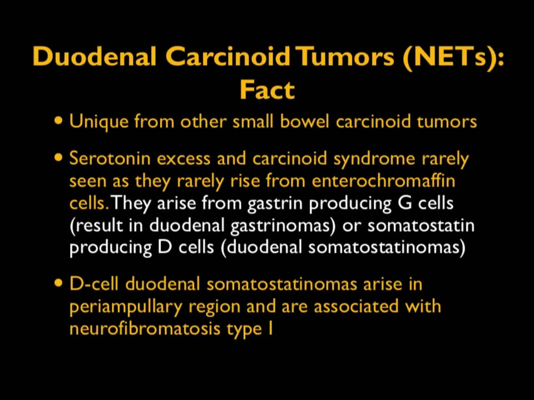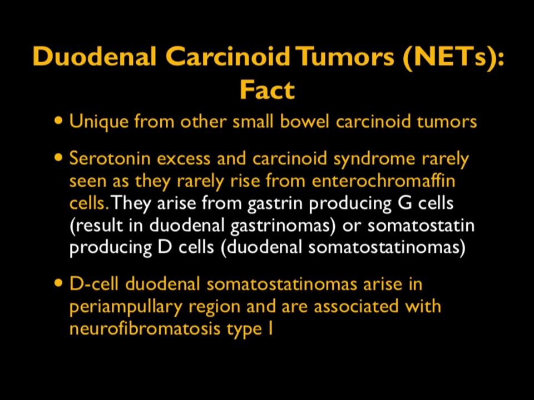Now, when you look at small bowel tumors, we typically can put them into two groups: duodenal carcinoids and, let's say, ileal carcinoids. But you could say jejunal and ileal together, perhaps, but duodenal carcinoids behave differently. They're a little bit unique. They rarely cause carcinoid syndrome. They arise from the gastrin-producing G cells or somatostatin-producing D cells.